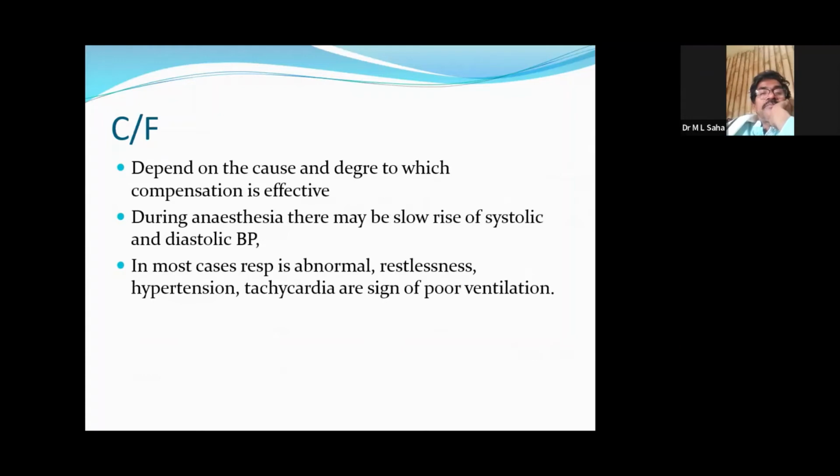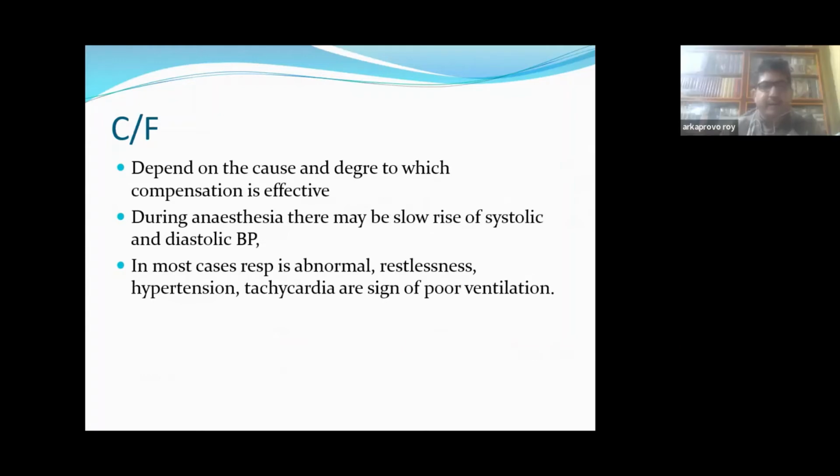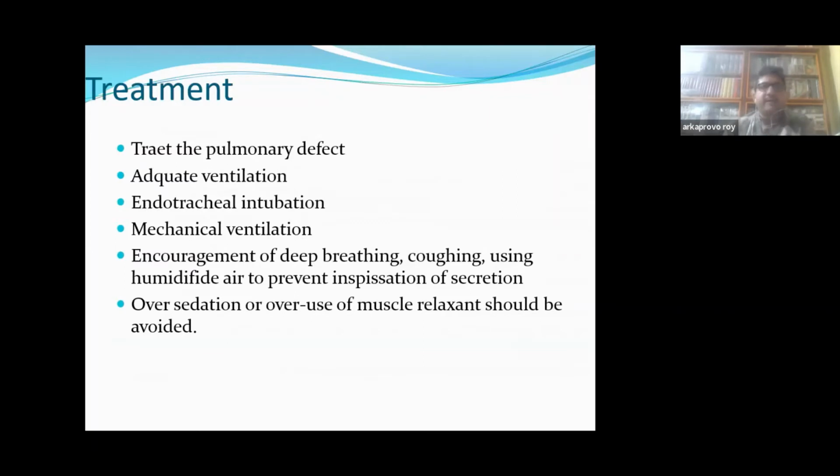Now, again, clinical features depend on the cause and degree to which compensation is effective. During anesthesia, there may be slow rise of systolic and diastolic BP. In most cases, respiration is abnormal, restlessness, hypertension, tachycardia are signs of poor ventilation. Treatment: first, you have to treat the pulmonary defect. Adequate ventilation is needed: endotracheal intubation, mechanical ventilation, encouragement of deep breathing, coughing, using humidified air to prevent drying of secretion. Oversedation or overuse of muscle relaxant should be avoided.